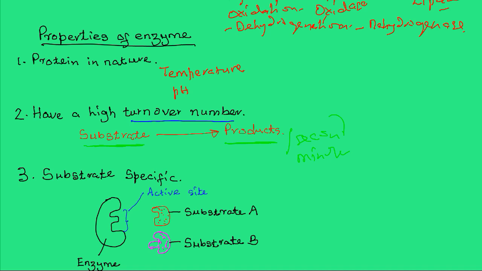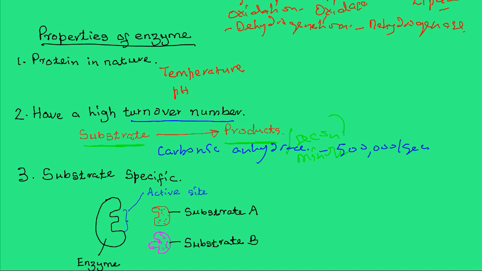Now, an enzyme, for example, there's an enzyme known as carbonic anhydrase found in the red blood cells. Carbonic anhydrase has a turnover number of 500,000 per second. That is, in 1 second, it converts 500,000 substrates into products.